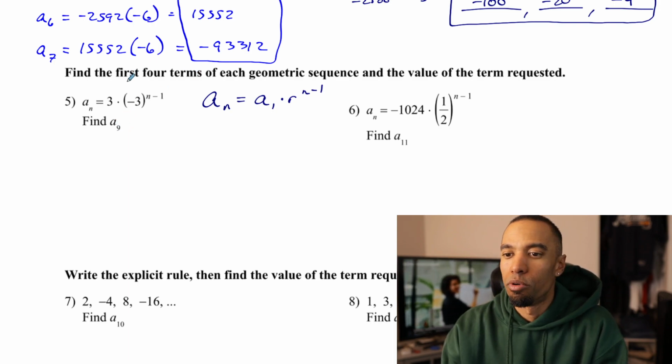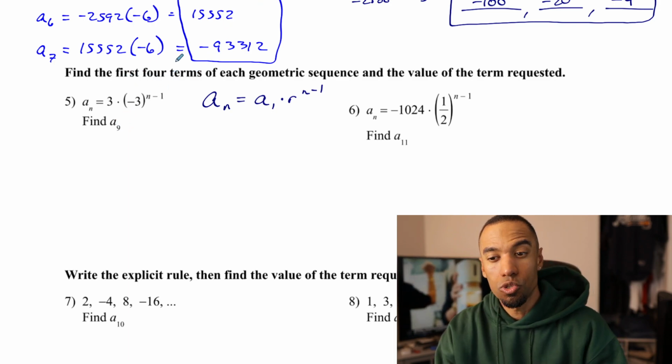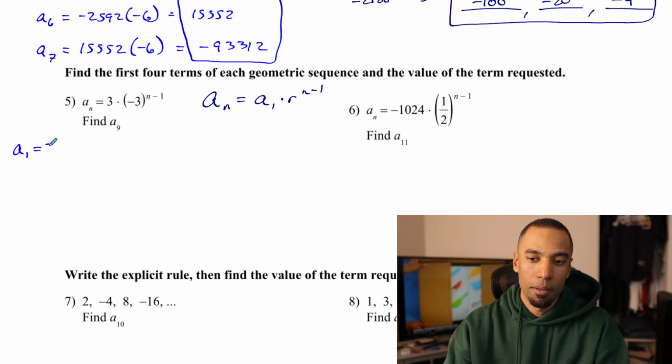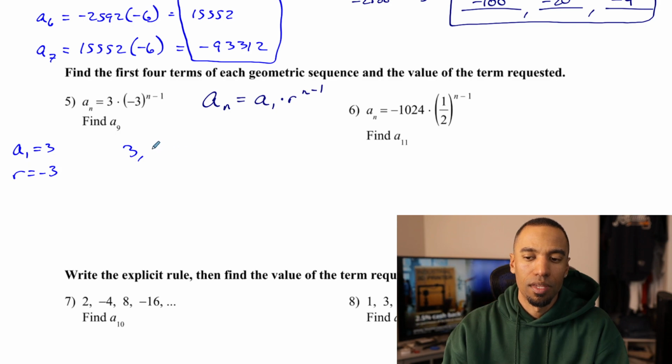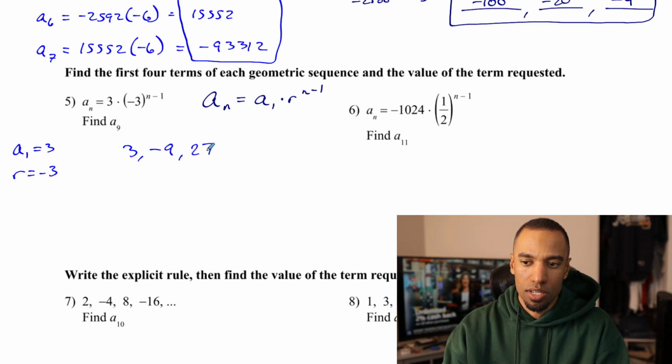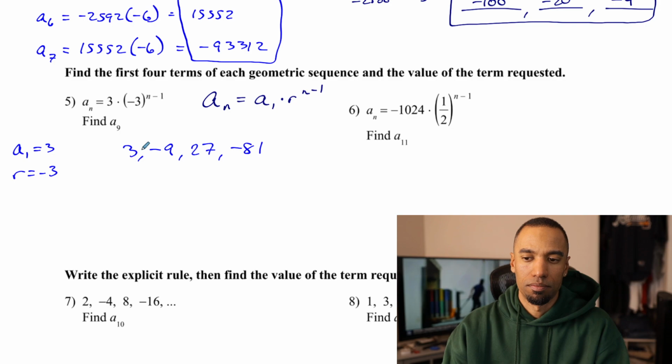I want to find the 9th term, but before that, I want to find the first 4 terms. Okay, let's use recursion for that. Your first term is 3. Your common ratio is negative 3. So your first 4 terms are 3, negative 9, 27, and negative 81.